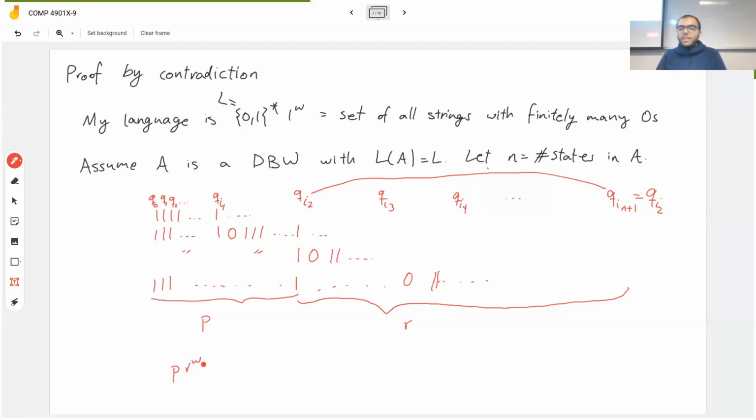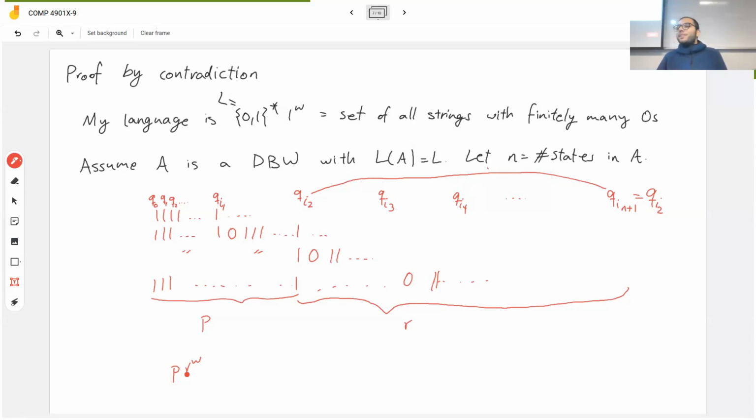What happens here? Well, P gets me to Qi2. And then every time that I'm repeating R, I'm going from Qi2 back to itself. So I'm going to see Qi2 infinitely many times. So this string has to be accepted by A. But the problem is that between each one of these accepting states, I had added a 0, right? So there is at least 1 0 in R. So this string has infinitely many zeros.